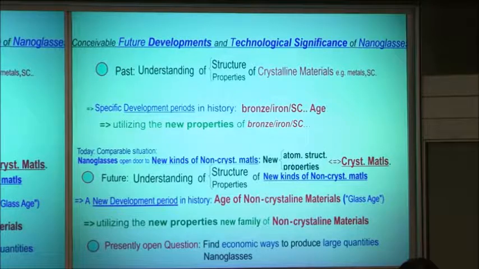And now with these nanoglasses, we have a similar situation. We have a new material with new structure and new properties, and so the speculation is that by understanding the structure and the properties of these nanoglasses much better, this is the very beginning of what I'm talking about here, we should be able to initiate a new development in the history of mankind, a development which you could call a glass age. So that instead of using crystalline materials, we now use non-crystalline materials, but as you can see, we can make alloys, we can introduce defects, we can do exactly the same thing that we could do so far with crystals, now with non-crystalline materials.